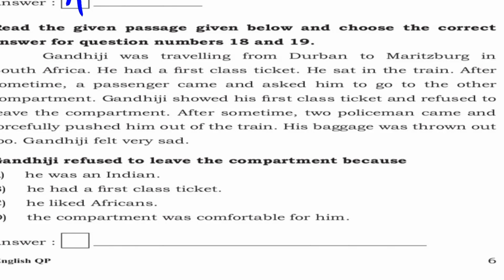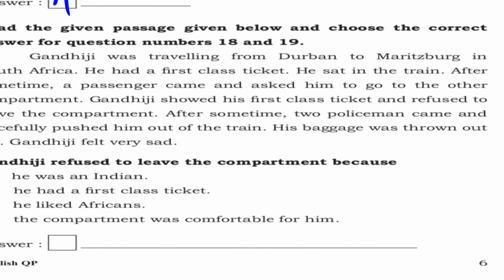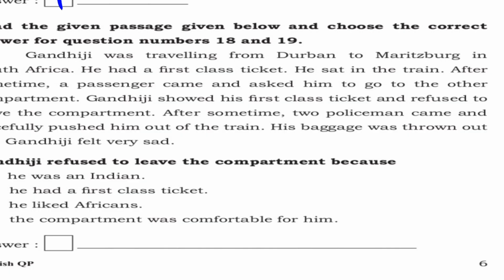Now let's start with the next question. Question number 18. To do question number 18, you should read the passage given below and then choose the correct answer from the options given. Before we do question 18, we will read the passage. Gandhiji was traveling from Durban to Maritzburg in South Africa. He had a first-class ticket. He sat in the train.